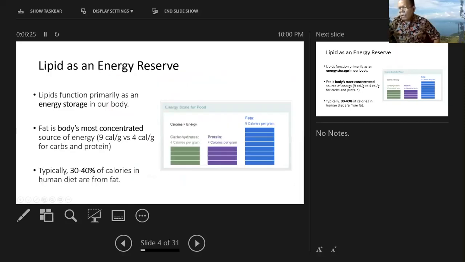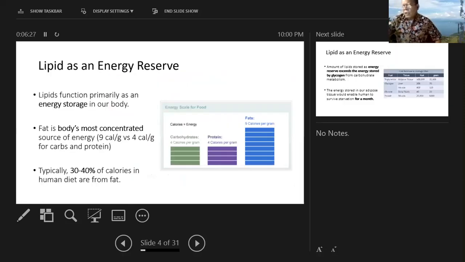Then let's move to lipid as an energy reserve. Lipids function primarily as an energy store in our body. Fat is the body's most concentrated source of energy. It's about 9 calories per gram versus 4 calories per gram for carbohydrate and protein. And typically 30 to 40% of calories in the human diet are from fat.